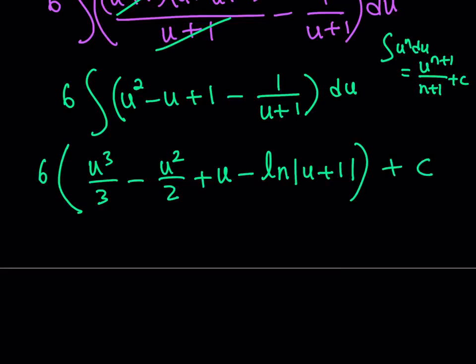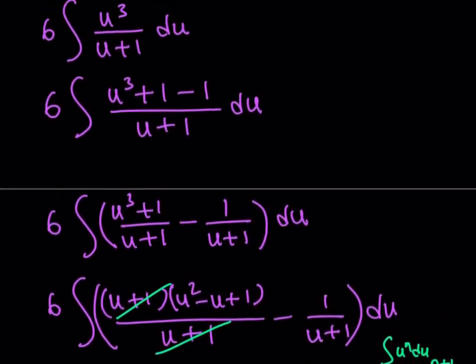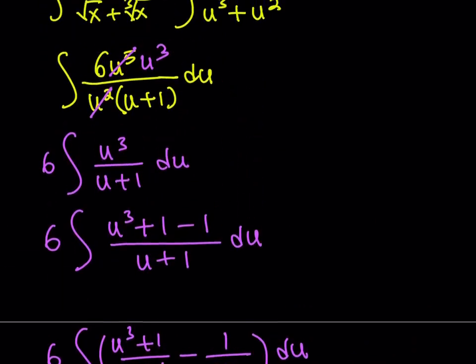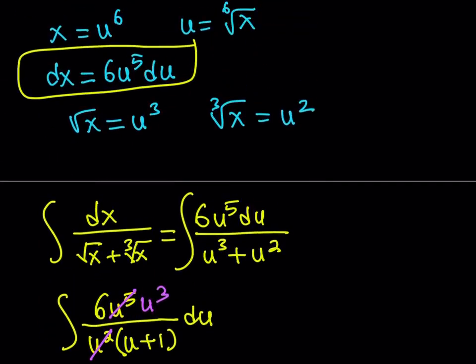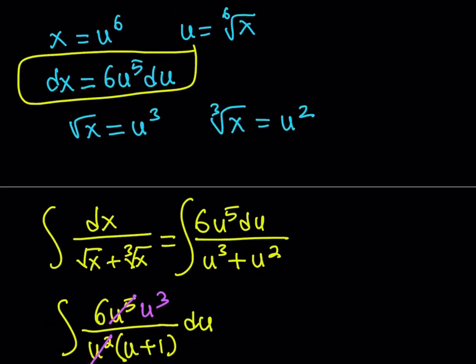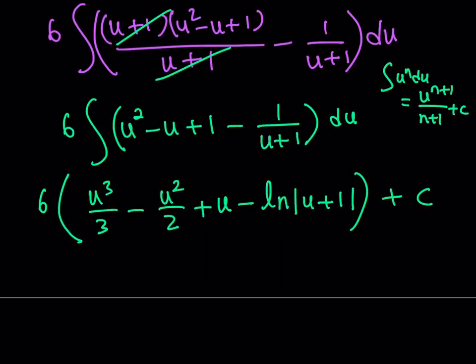Okay, that's pretty much the answer, but let's go ahead and back substitute. So what is u cubed equal to? What is u squared equal to? If you remember, we said that the 6th root of x was replaced with u, right? So u is equal to the 6th root of x. But in my expression, I basically have x equals u to the 6th power. Let's go ahead and write it down here: x equals u to the 6th, which means u can be written as the 6th root of x.